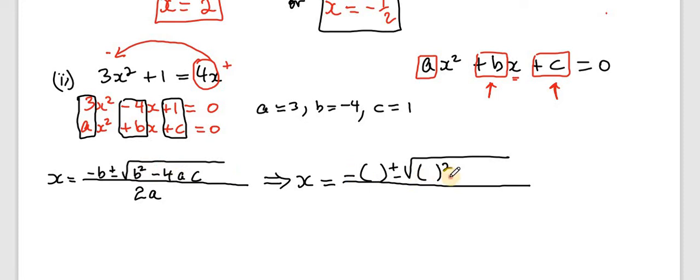Replace this b here, minus 4. Replace the a and the c, 2 times a.